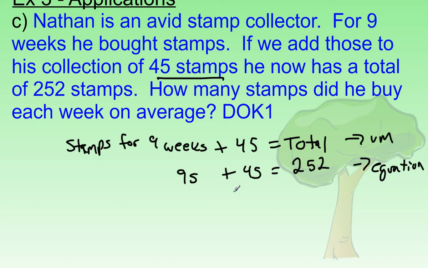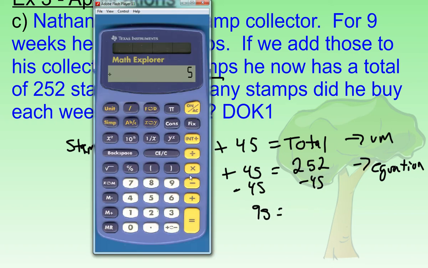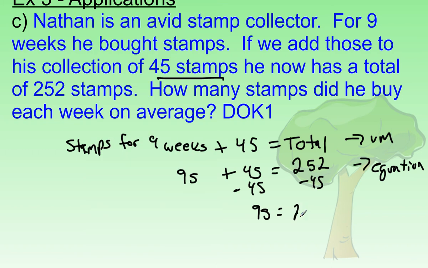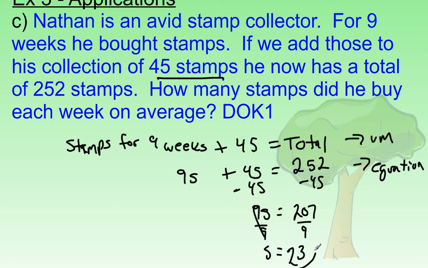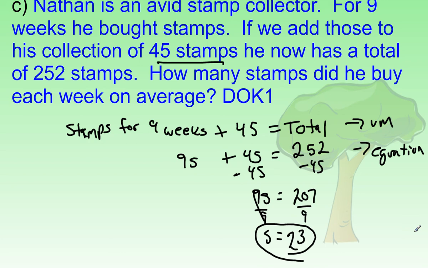So let's solve. Subtract 45. 9s equals 252 minus 45 is 207. Divide both sides by 9. S equals 207 divided by 9 is 23. So on average, he got 23 stamps each week.